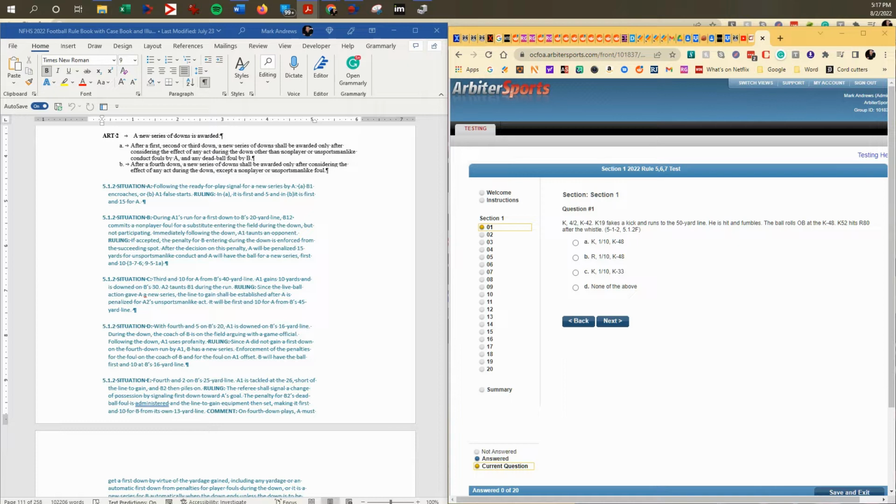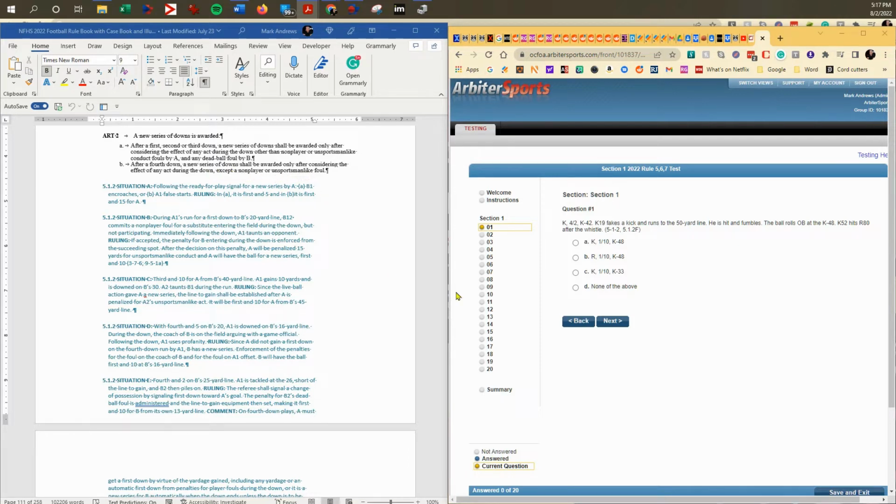So the rule reference is 512, and 512 says a new series of downs is awarded. After a fourth down, a new series of downs shall be awarded only after considering the effect of any act during the down, except a non-player and unsportsmanlike foul.